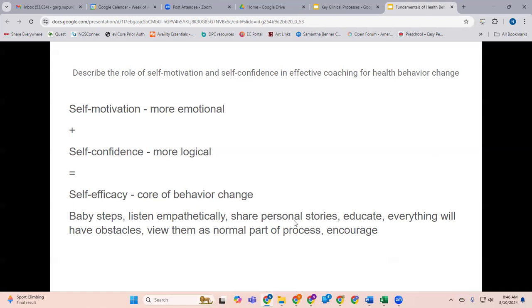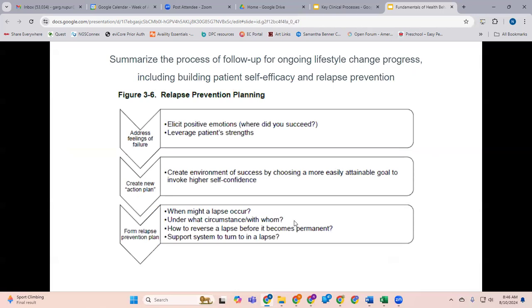It's the combination of your self-motivation and your self-confidence that builds your self-efficacy. So you need to build the motivation on an emotional level, and you need to build the confidence on a logical level. Relapse prevention planning is basically you want to focus on the positive, leverage their strengths, and then create a more attainable goal to invoke higher confidence levels so that you can build self-efficacy, and then form a prevention plan.